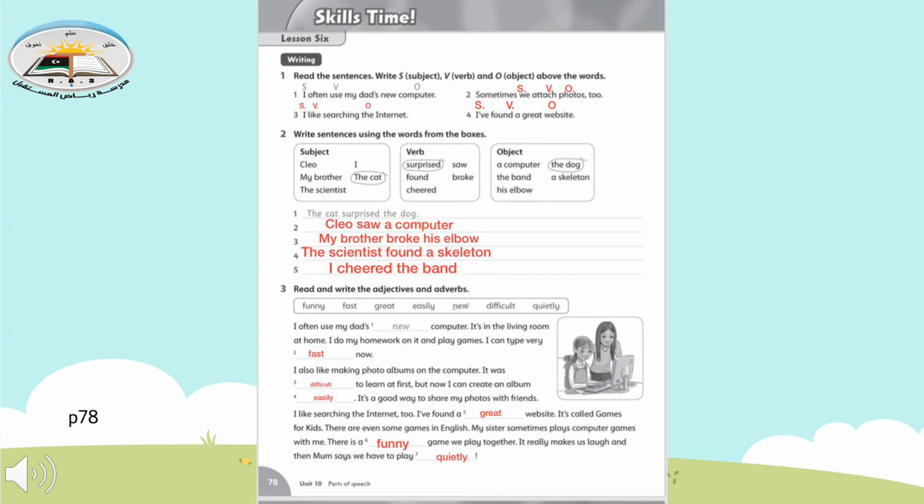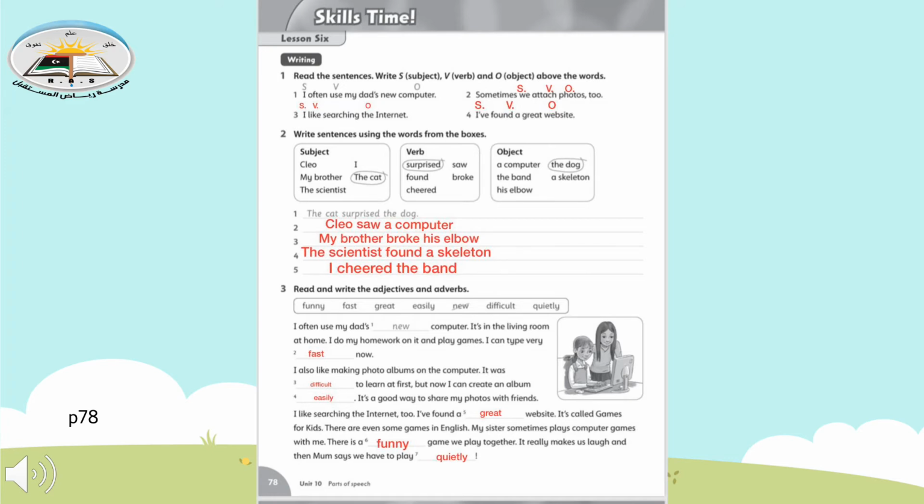Now, question number 2. Write sentences using the words from the boxes. Here we have boxes with subject, verb, and object. We're going to make sentences using the words we have in the boxes. So in the subject box we have Silo, I, my brother, the cat, the scientist. In the verb box we have surprised, saw, found, broke, cheered, which all are verbs. In the object box we have a computer, the dog, the band, a skeleton, his elbow.